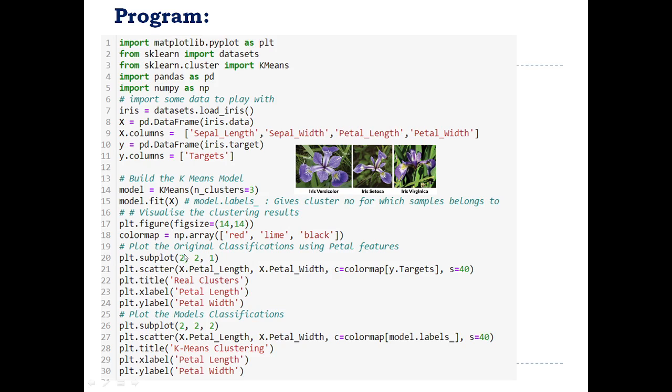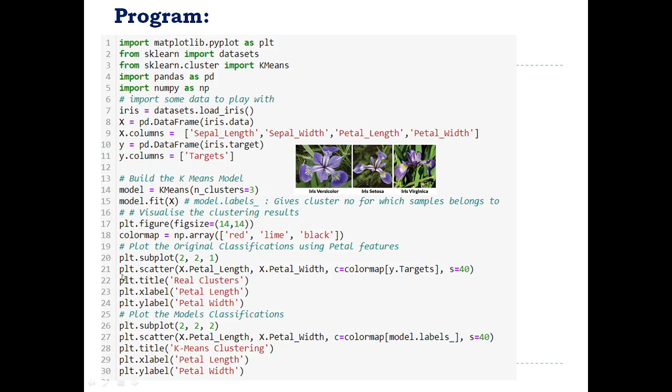graph plot. Here the first parameter gives the row number, the second one gives the column number, and the third one gives the index. So this is the first graph we are going to visualize as a classification result. So 2, 2, 1: 2 rows, 2 columns, and 1 is the first plot.